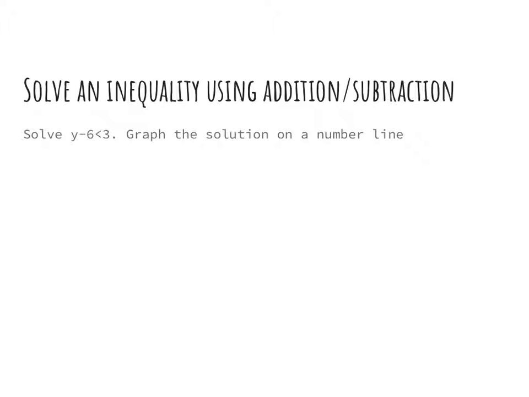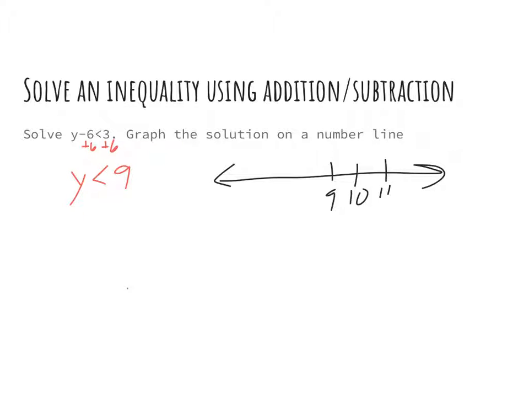Solving a one-step inequality using addition or subtraction, I've got y minus 6 is less than 3, so I need to add 6 to both sides, and I get that y is less than 9. Solution on a number line. Once I know what number I have, 9, you can always just put 9 in the middle and then put a few numbers on each side.